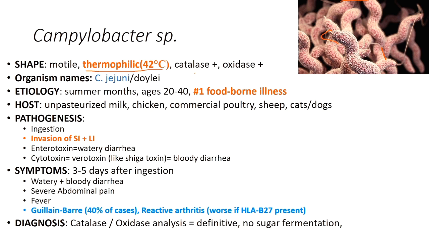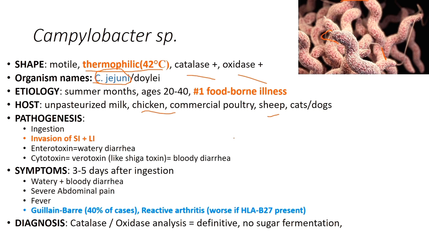They're catalase and oxidase positive. The most common one you're going to come across is Campylobacter jejuni. So it's obviously going to be something that infects your jejunum. Not necessarily. It infects most of your small intestines and your large intestines, so it's not specifically the jejunum. We just happened to find it and isolate it from sheep and chicken and other animals from their jejunum. So that's why we called it that.